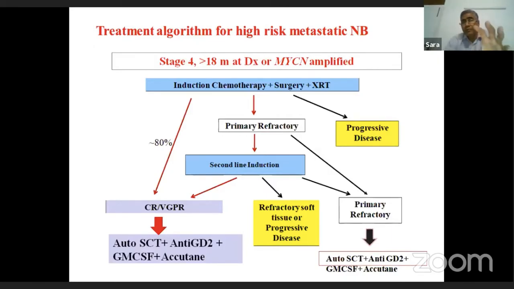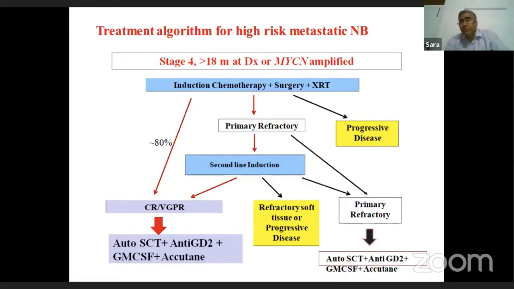So here you give good, strong induction chemotherapy. So COJEC is one of the protocols we use, which has cisplatin, etoposide, vincristine, cyclophosphamide, and carboplatin. These are the 5 drugs. And usually with about 5 to 6 cycles of that, you can get good disease control. And after 3 to 4 cycles, you can do surgical resection of the tumor. And then you can offer some local radiotherapy. With this, 80% of children achieve complete remission or very good partial remission. And then you offer autologous stem cell transplant, followed by anti-GD2 therapy, and then cis-retinoic acid.